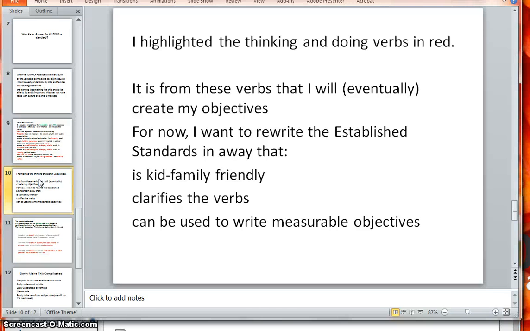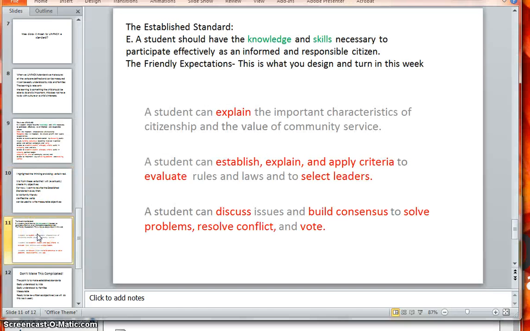For now, because this assignment is not to write objectives, for now I want to rewrite the established standard in a way that's kid-friendly, clarifies the verbs, and can be used to write measurable objectives. So the established standard at the top again, a student can explain the important characteristics of citizenship. I changed know to explain. And then the other ones I thought were okay, and I changed that standard into 3 things that I can actually work with now. These are clear. I know what the verbs mean. They're understandable to kids and families. This is around 6th grade, so I'm thinking about a 6th grader understanding these.